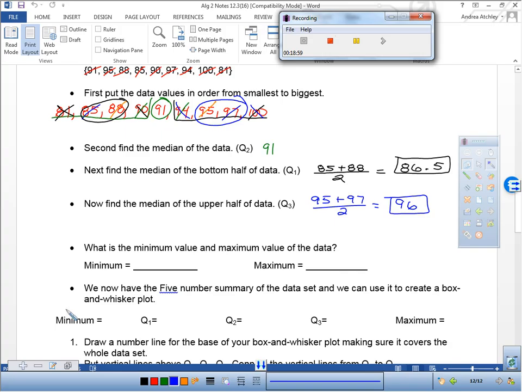Okay, so just so you know, write this down. Let's pretend my data was 1, 2, 3, 4, 5, 6, 7, 8.